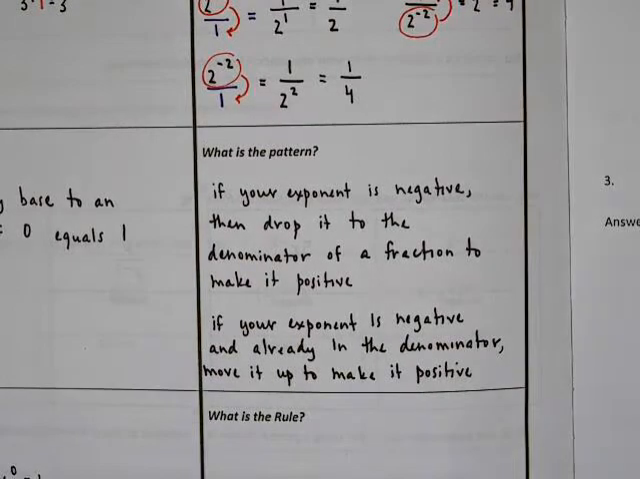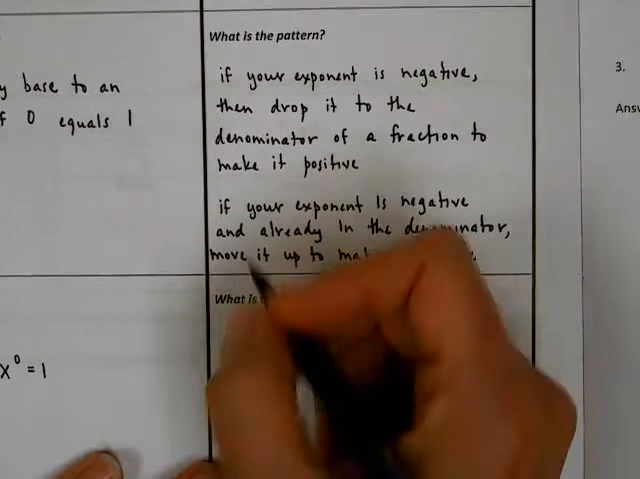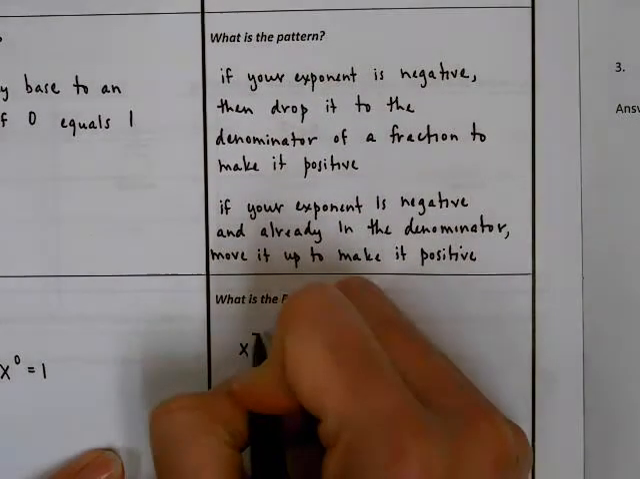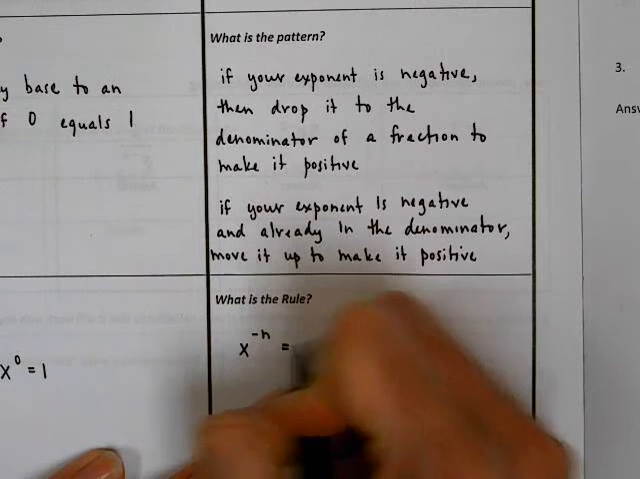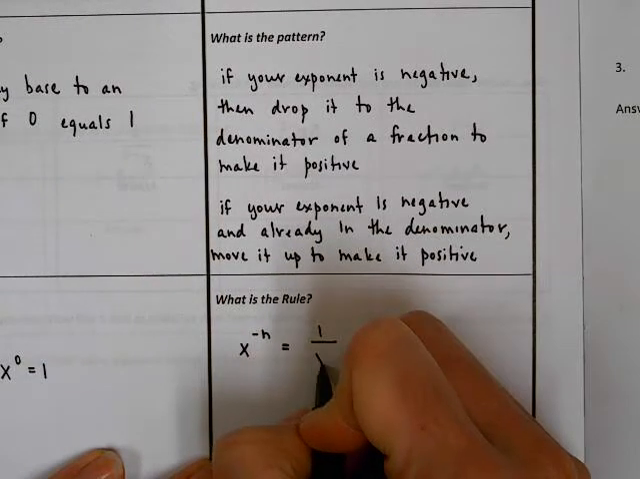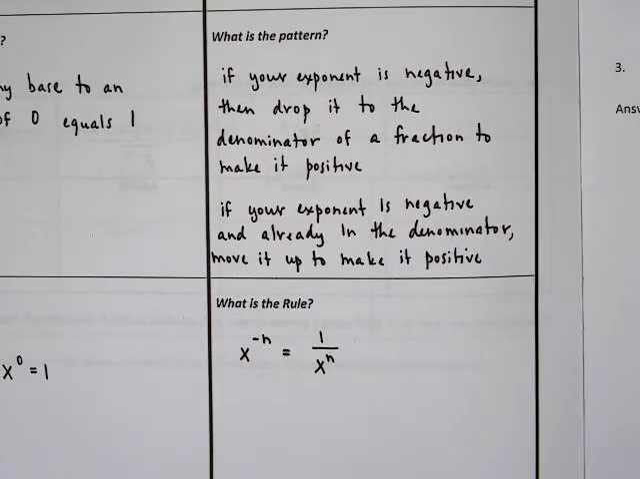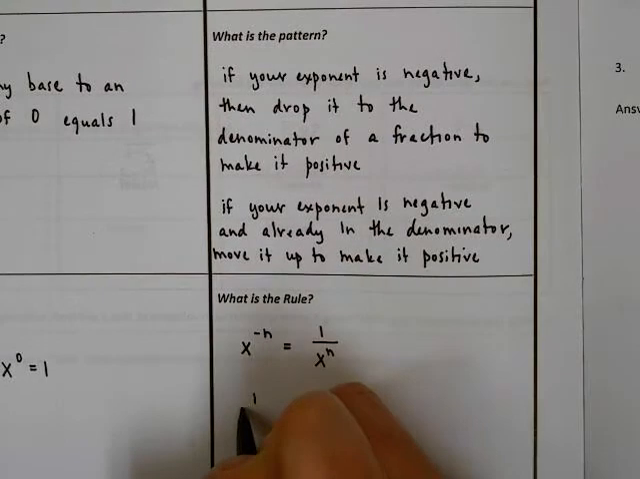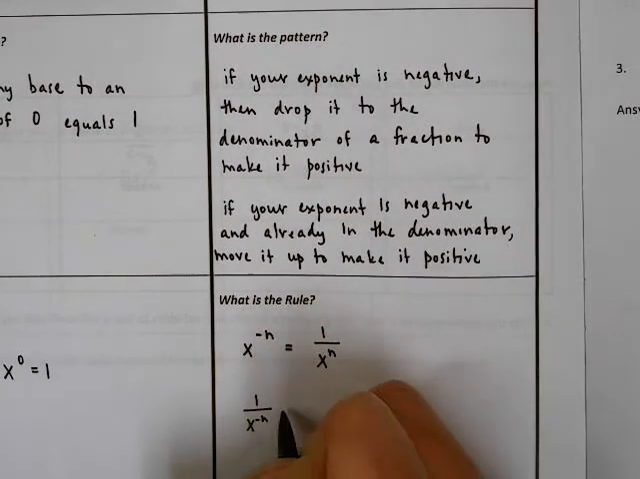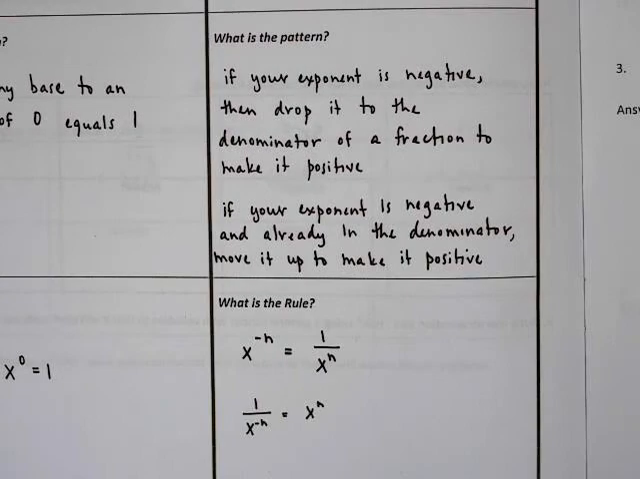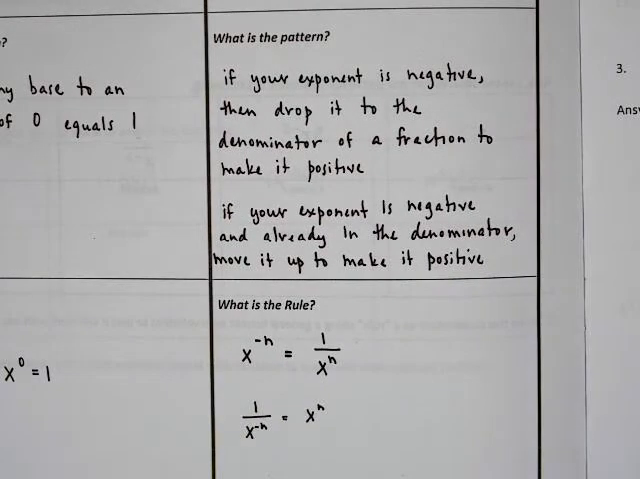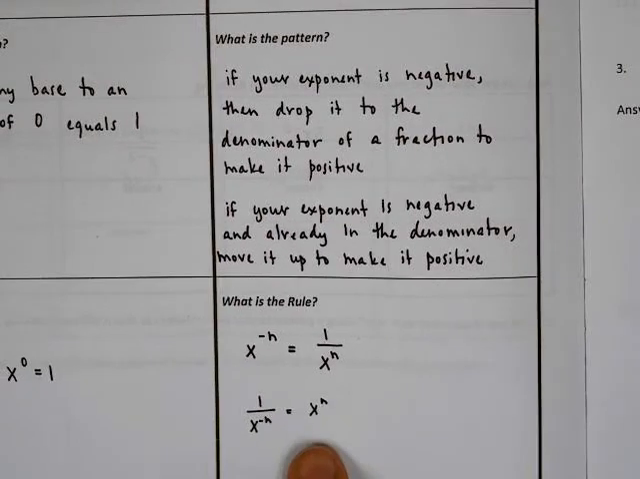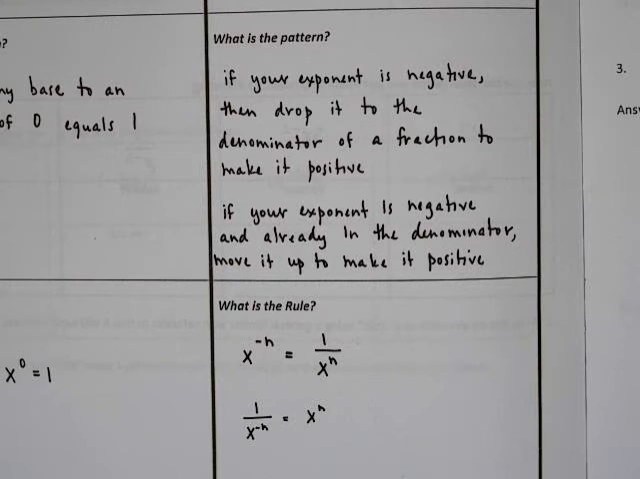But in general, here's what it comes down to. For our rule, if we have x, so any base to the negative n power, that's the same as 1 over x to the positive n. On the other hand, if we have 1 over x to the negative n, that's the same as x to the positive n. So this might be one of the trickier rules. But the reason we have this is because lots of times when we simplify an expression, we want to have all positive exponents, and this is going to help us get there.